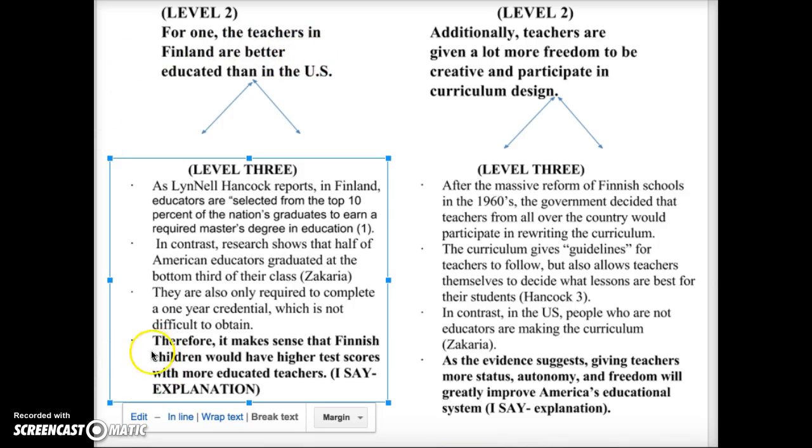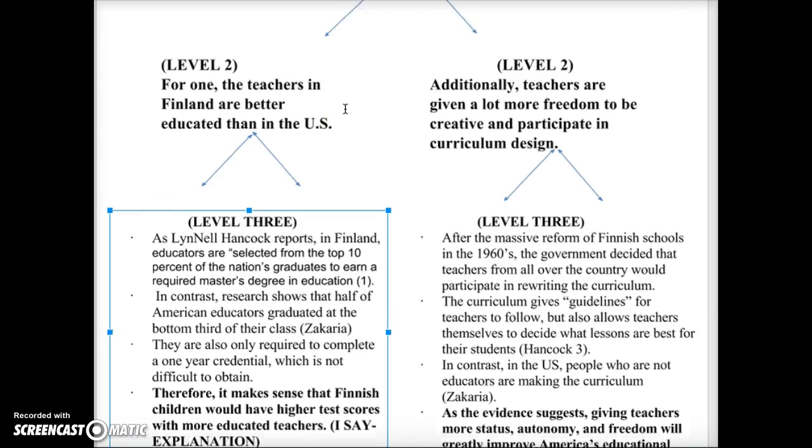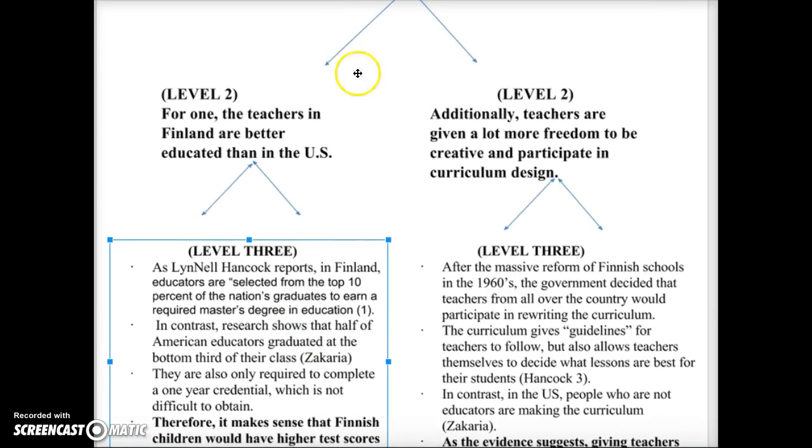And then lastly, I have my explanation of these sources, this evidence. Therefore, it makes sense that Finnish children would have higher test scores with more educated teachers. Do you see how this is my opinion? Therefore, this is the result. It makes sense right here. It's clear that, right, this reflects my opinion. I can say my opinion without using I, which was another one of the tips. So this part of the body paragraph is all about how the teachers are better educated in Finland.